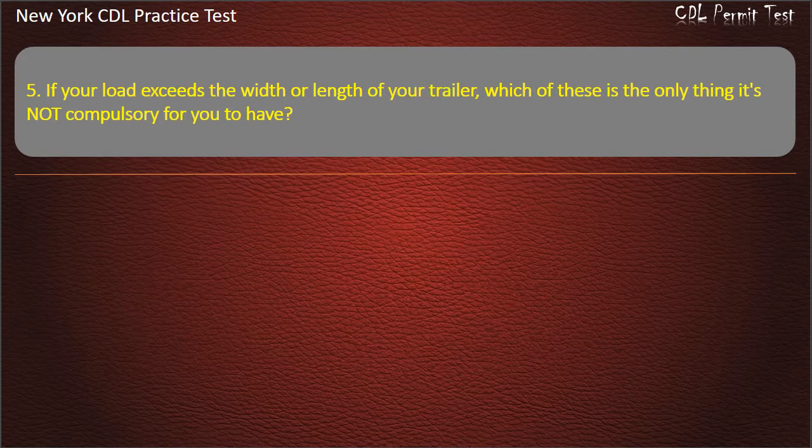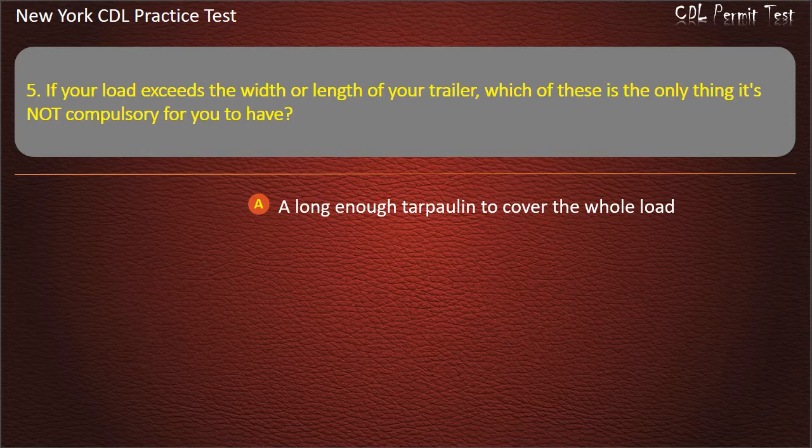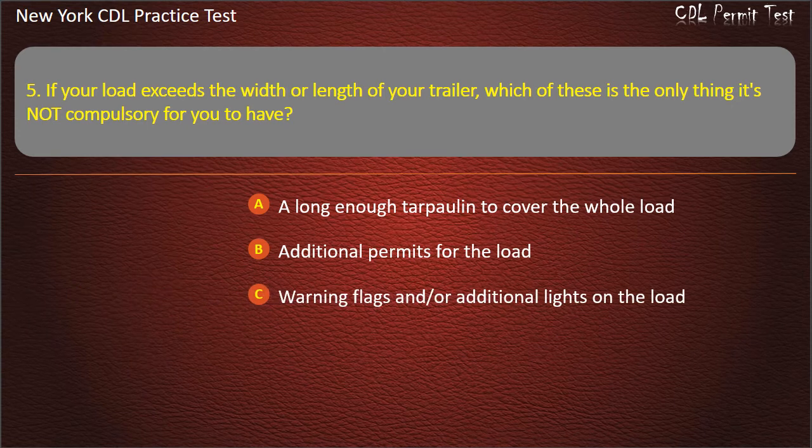Question 5. If your load exceeds the width or length of your trailer, which of these is the only thing it's not compulsory for you to have? A long enough tarpaulin to cover the whole load. Additional permits for the load. Warning flags or additional lights on the load. Additional wide, long load signs. Answer. A long enough tarpaulin to cover the whole load.